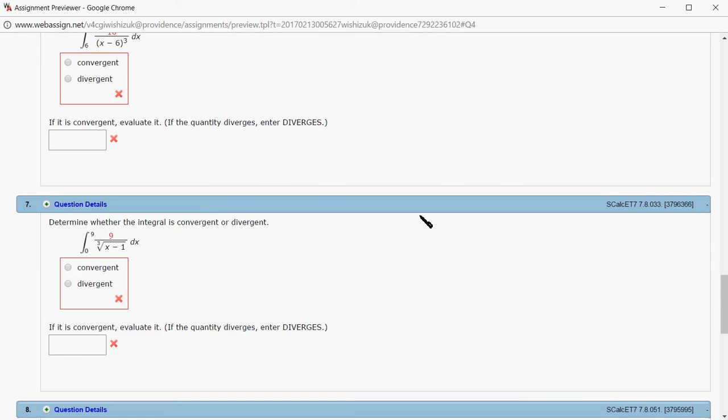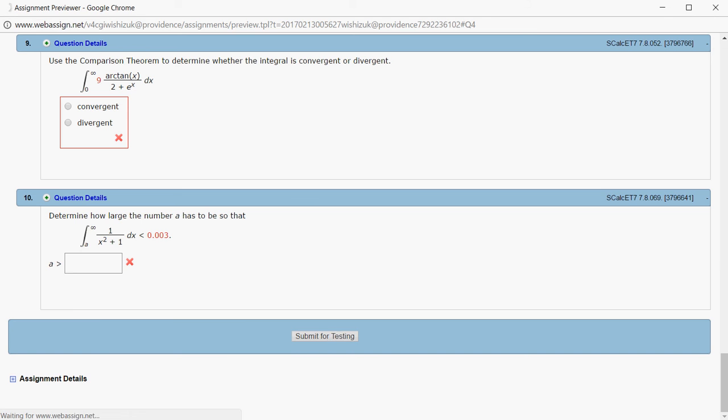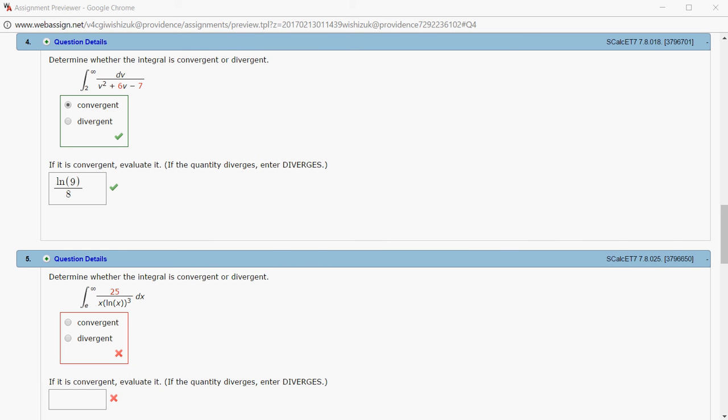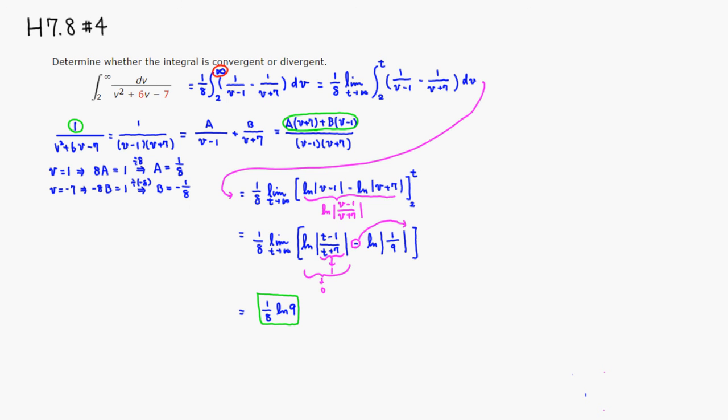Let's submit for testing. It came back and looks like we got this one correctly. That's it. I hope that this was clear.